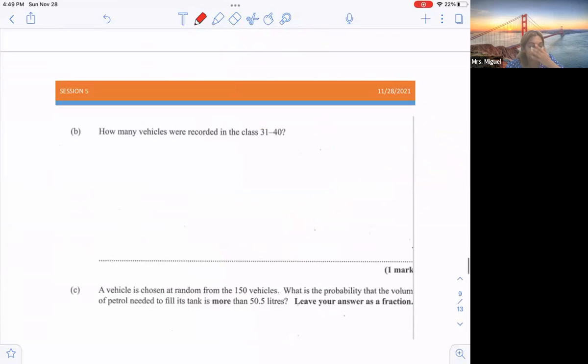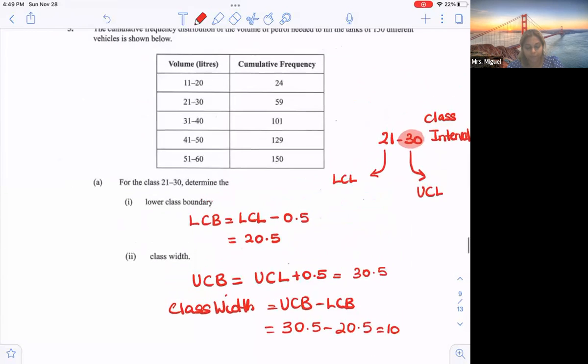Let's go. How many vehicles were recorded in the class 31 to 40? Now here, they want to know how many vehicles, but what they have is the cumulative frequency. So we have to find the frequency values. In CXC, whenever they bring cumulative frequency, you try and find the frequency because chances are you'll have to find an answer using the frequency values.